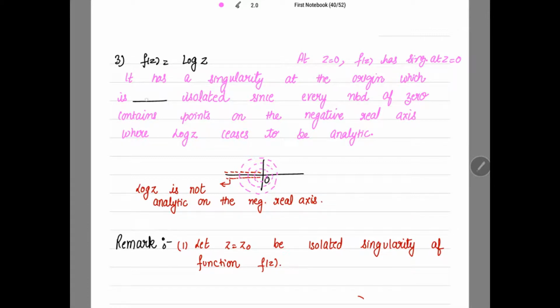Now fill up the blank. Yes, very good. Non-isolated, not isolated is also okay. Not isolated, since every neighborhood of 0 contains points on the negative real axis where log z ceases to be analytic.